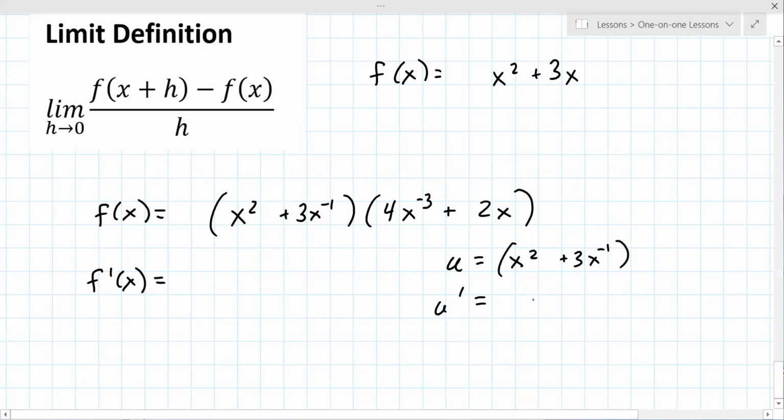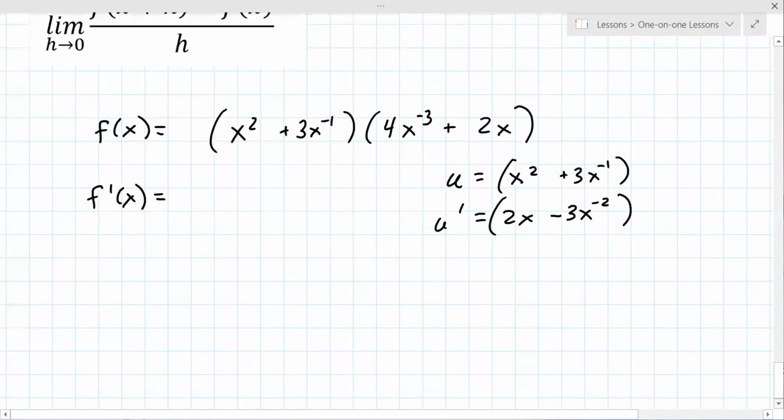Okay, so to find the derivative of u, you're going to use the power rule. The derivative of x squared is 2x. You bring the 2 in front and you subtract 1 from 2. Hopefully that's familiar. Here, you're bringing the negative 1 down, so it's minus 3x. You're subtracting 1 from the exponent, so it's minus 2. Okay? Now, let's look at v.